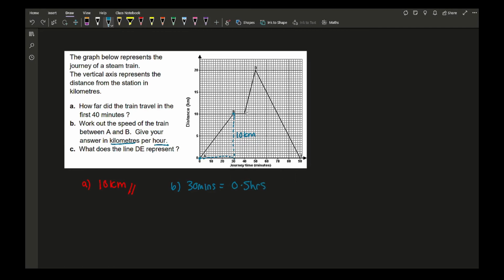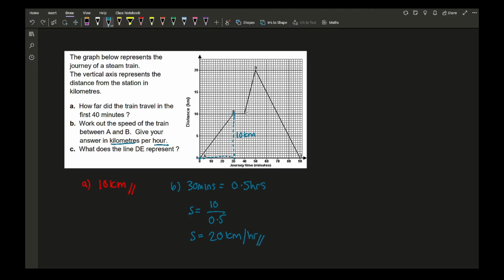Now it's really important that we look at converting time because it specified what units to use. As it's in kilometers per hour, our distance needs to be in kilometers and our time in hours. So that's what I've done there. Now I can use the formula and substitute the values in to work out the speed. So here I've got 10 divided by 0.5, and if I work that out, I get 20, and the units are going to be kilometers per hour.